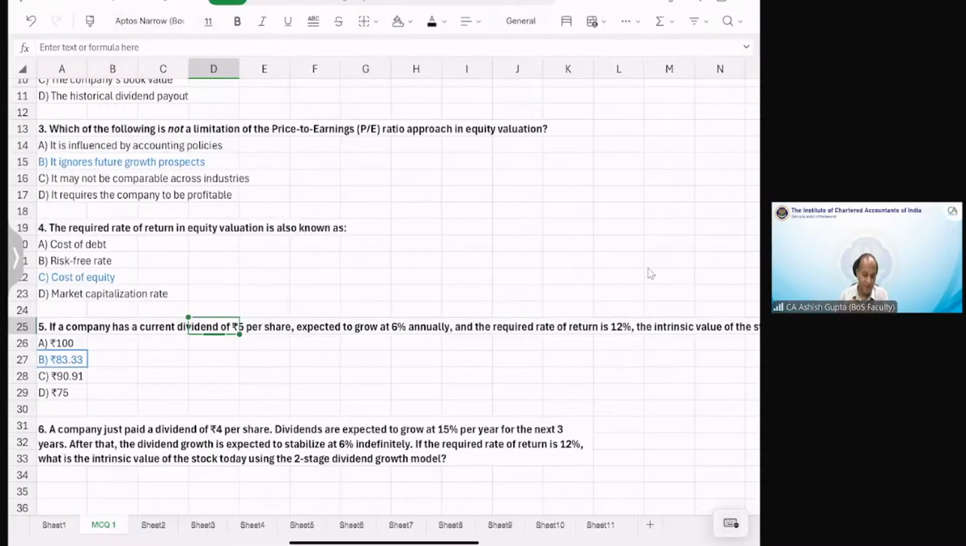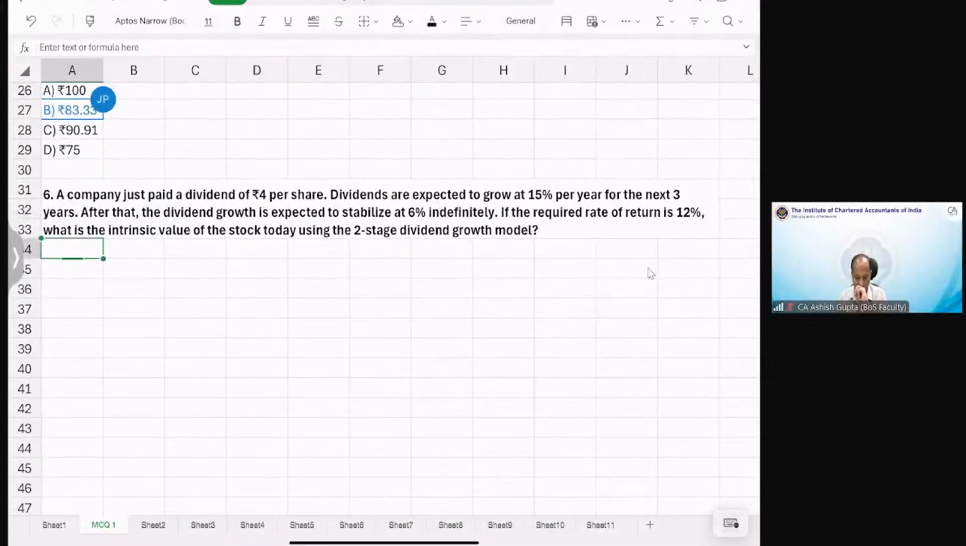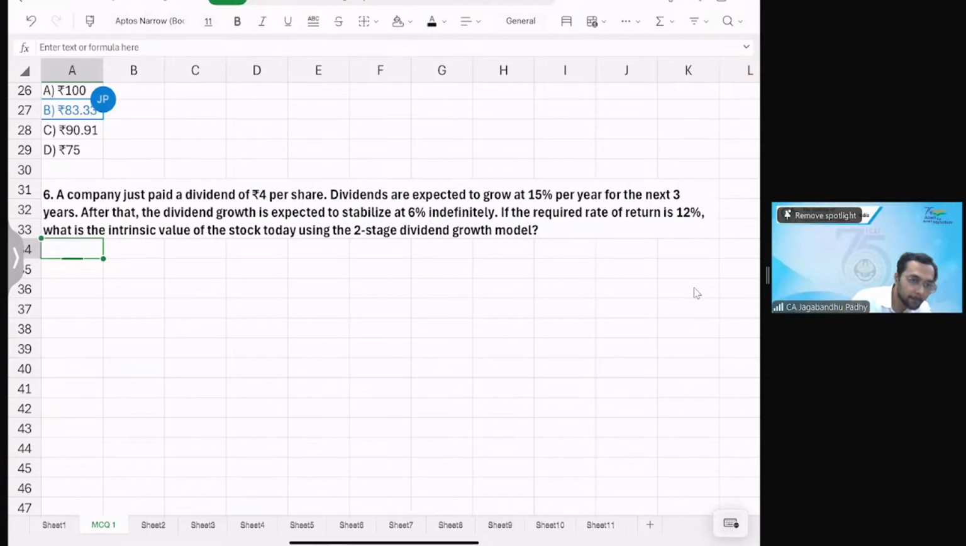Okay, sir. Thank you, sir. Jagbandhuji, please continue. So, guys, this is a practice question, question number 6 for you. It's a 2-stage dividend model question. Can we just do it quickly? What would be the answer for the sixth question?